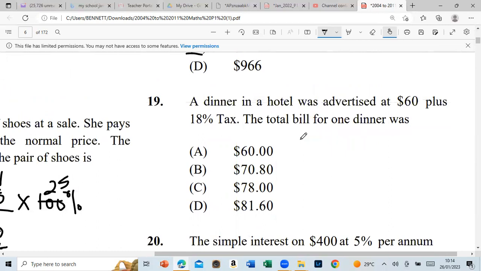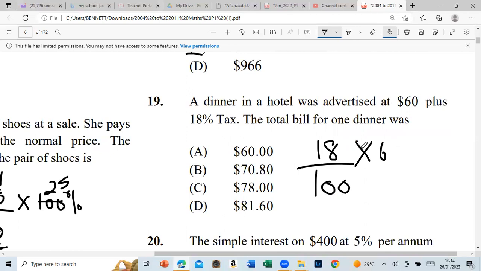A dinner in a hotel was advertised as $60 plus 18% tax. Total bill for one dinner was, so we're gonna find 18% of the 60, and then we can take it from there. Just add it, alright? Tax is an increase, right? Tax is going to increase the price. Alright, let's see how we can do it now.